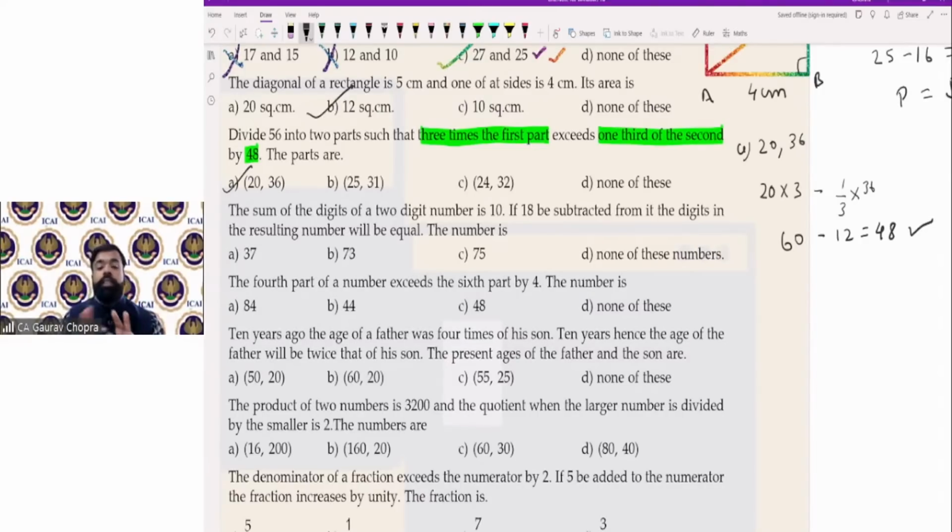Option A is directly correct. As the question said, we did exactly that. First number's 3 times, 60. Second number's 1/3, that is 12. And what should be the difference of both? 48. And yes, it is coming. Therefore, option A is truly correct. Okay.